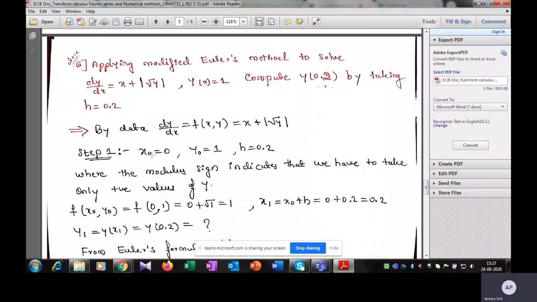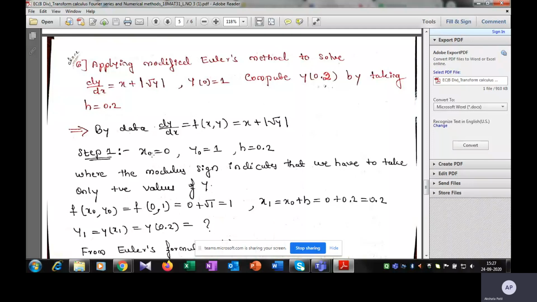So let us solve this example. In the solution, dy by dx equals the function of x comma y, that is nothing but x plus mod of root y. So here x is considered as x0 and y is considered as y0, and we calculate f of x0 comma y0.